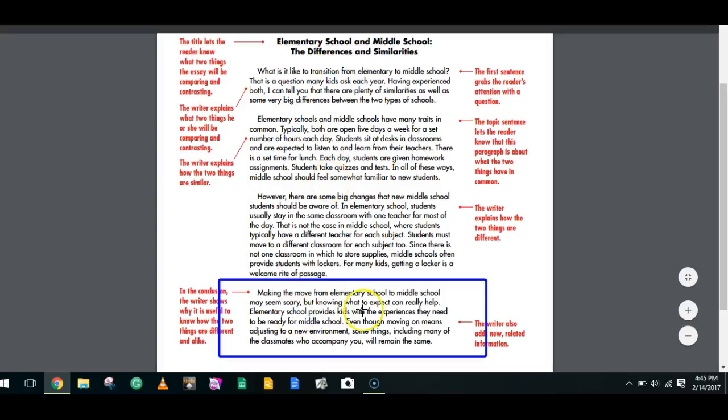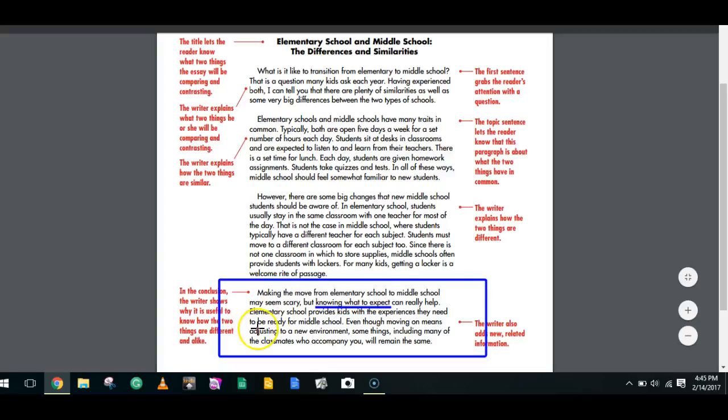One of the things they said is that knowing what to expect can really help you if you're a middle school student. So they've done that in their essay. They let you know, hey, you're not going to have one teacher all day. You're going to have several teachers, and you have to move between classes, and you have to store your stuff in a locker. So they're letting us know what to expect.